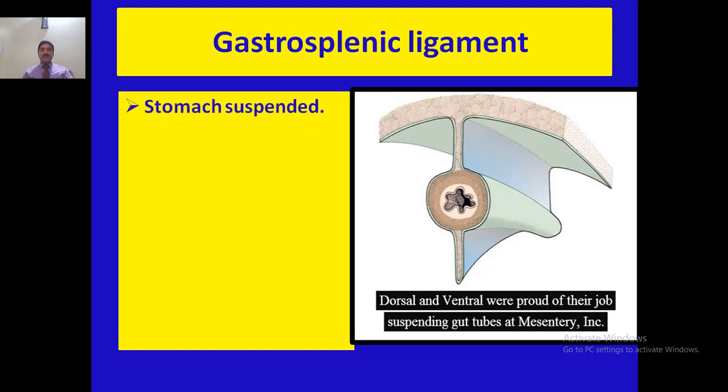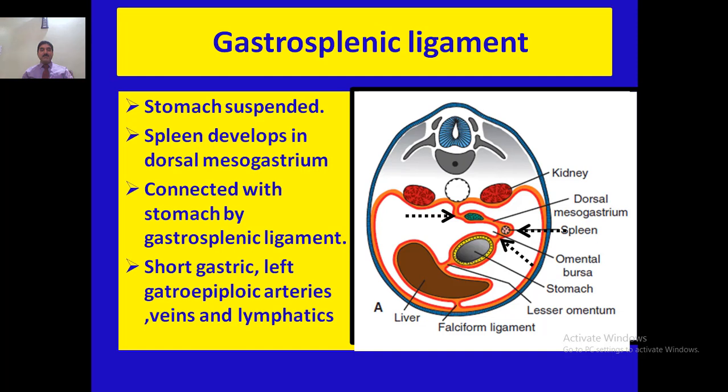Gastrosplenic ligament. The stomach is suspended from the posterior abdominal wall by the dorsal mesentery. The spleen develops in the dorsal mesogastrium. It is connected with the stomach by the gastrosplenic ligament, as already discussed. The contents of the gastrosplenic ligament are the left gastroepiploic artery, short gastric arteries, veins and lymphatics.